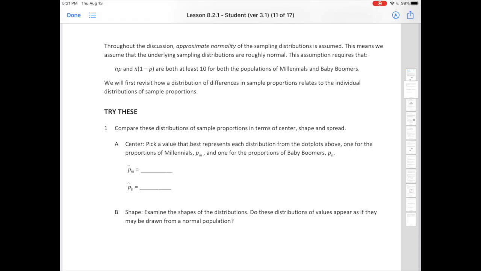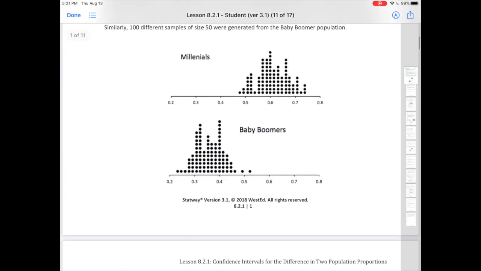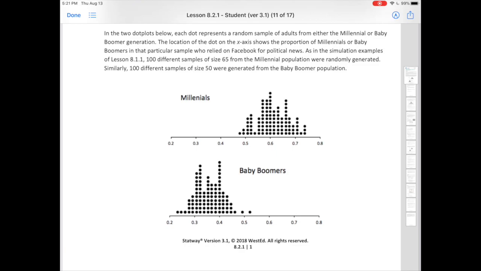Compare these distributions of sample proportions in terms of center, shape, and spread. So center: pick a value that best represents each distribution from the dot plots above, one for the proportion of millennials and one for the proportion of baby boomers. Okay, well, let's see. If I look at the millennials, I would say that probably 0.6 best represents. That looks like the middle to me.